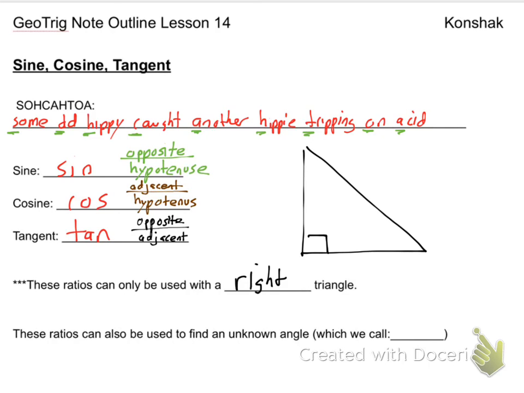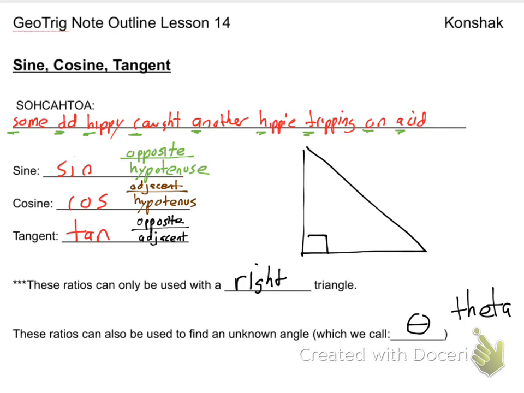So, you know you have to see a right triangle. And then another thing is that these ratios can either find sides or they can find unknown angles, and we actually call unknown angles with that symbol, which is theta. It's a circle with a line through it. That would be an unknown angle.